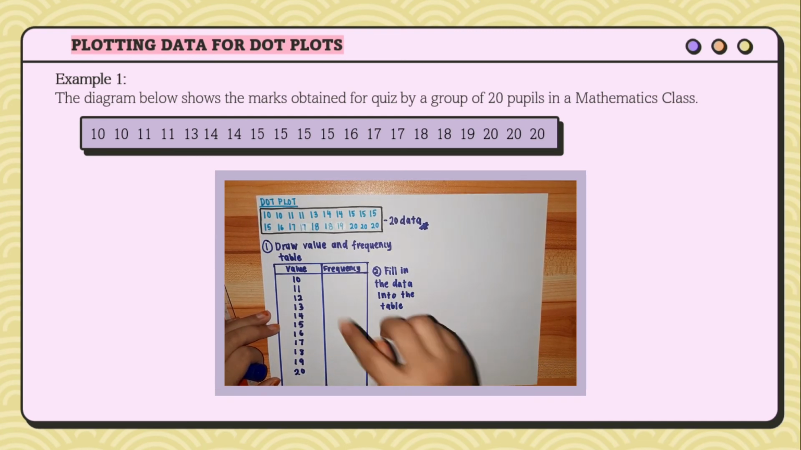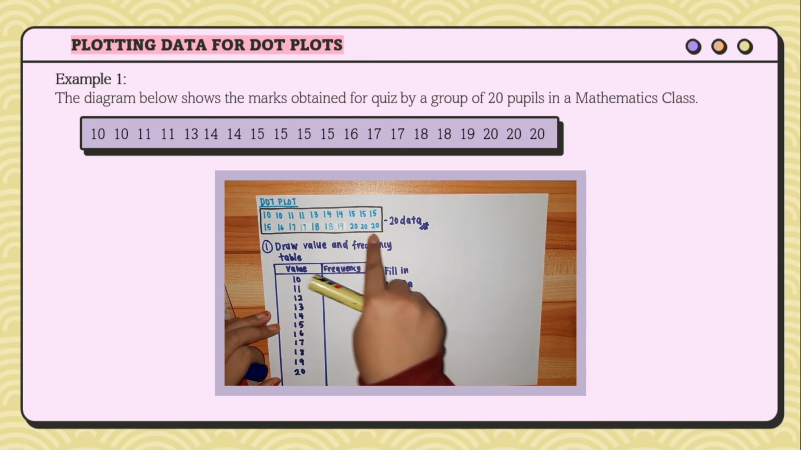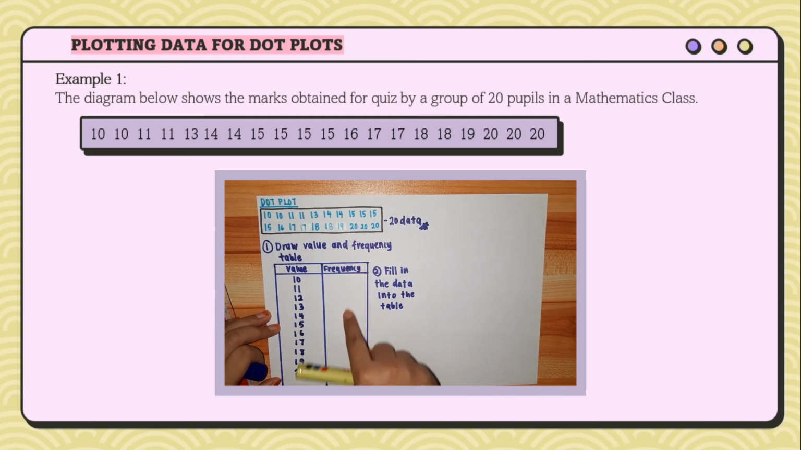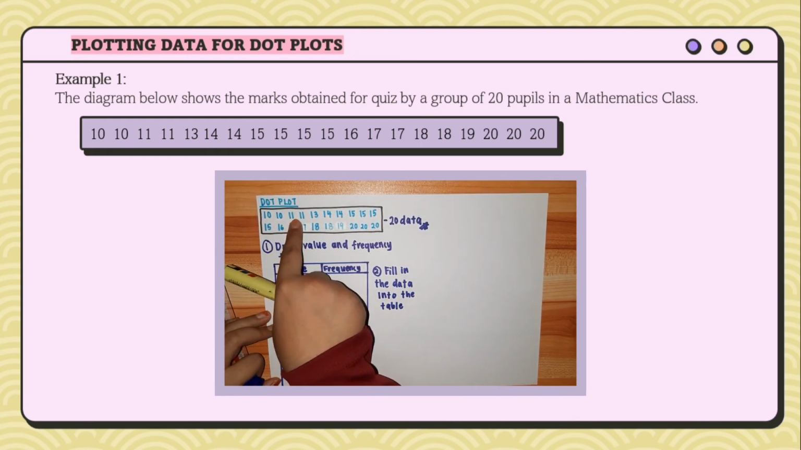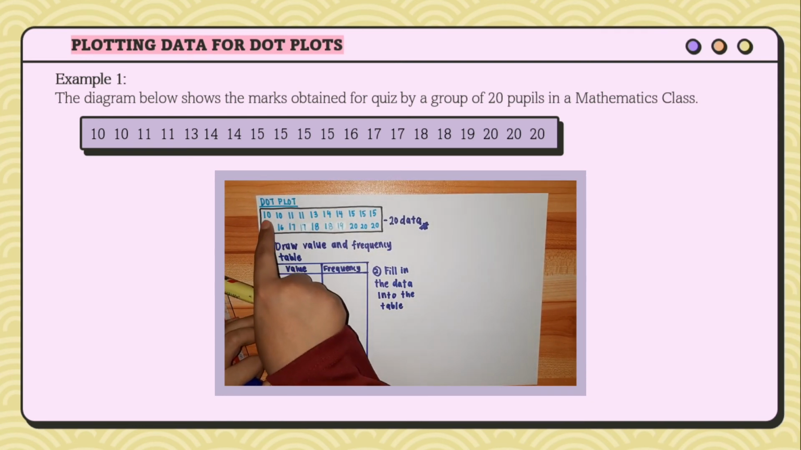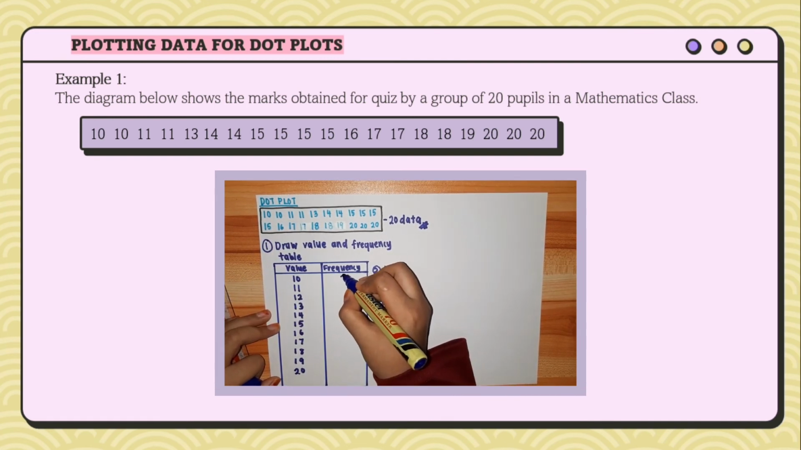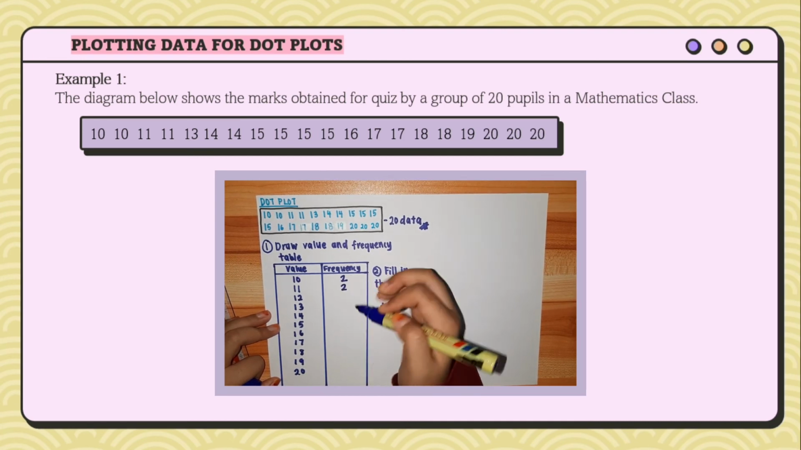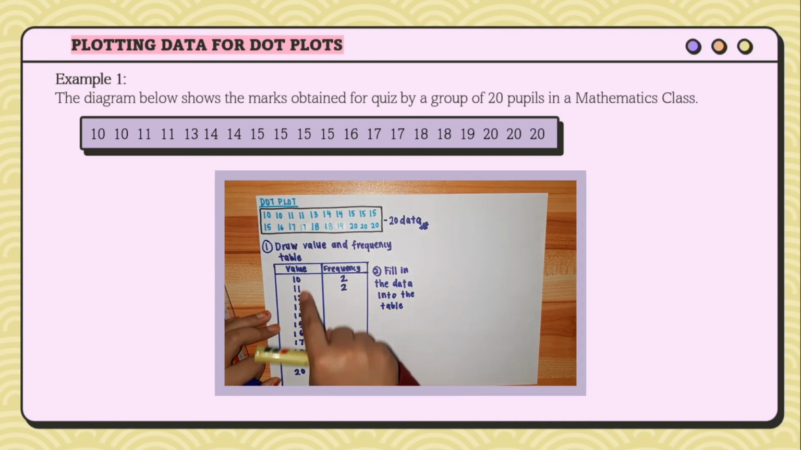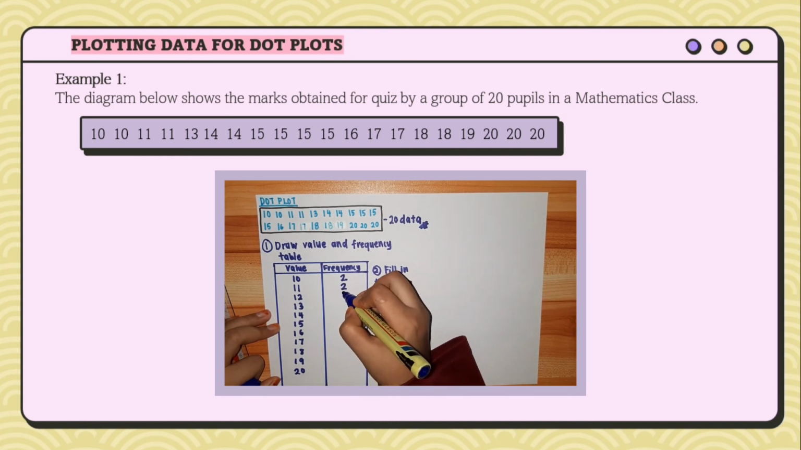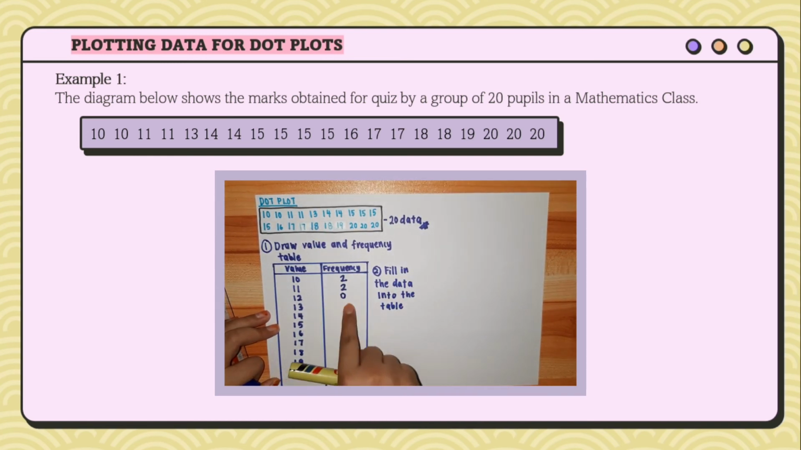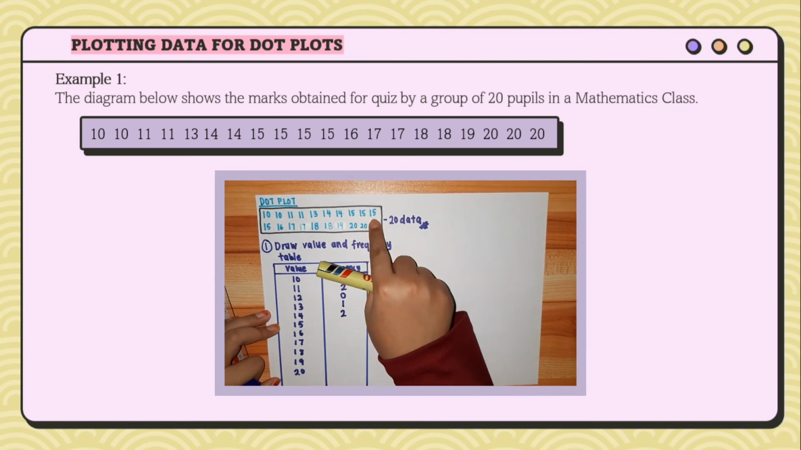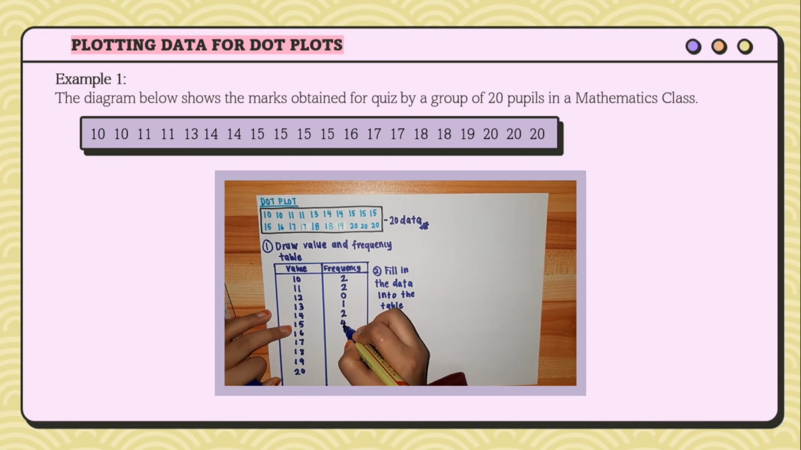Now, we have to count the frequency for each value based on the data and fill it into the table. Let's start with number 10. So, the frequency for number 10 is 2. For number 11, also 2. For number 12, the frequency will be 0 because it is not included in the data. For number 13, the frequency is 1, 14, 2, 15, we have 4, so the frequency is 4.